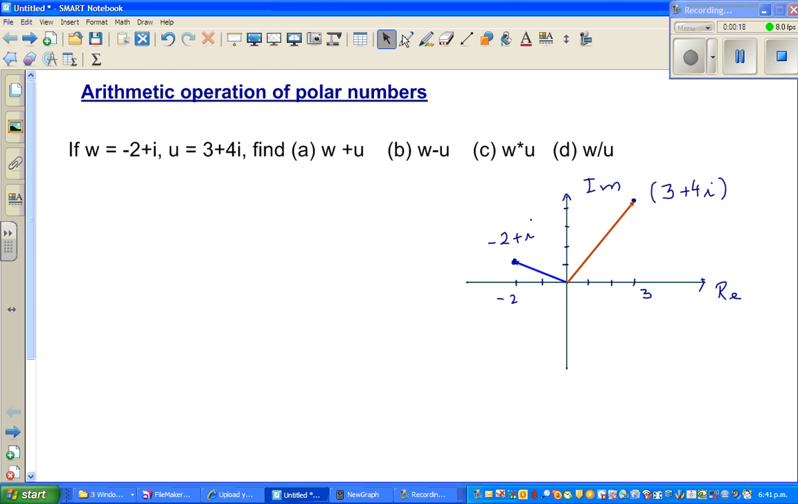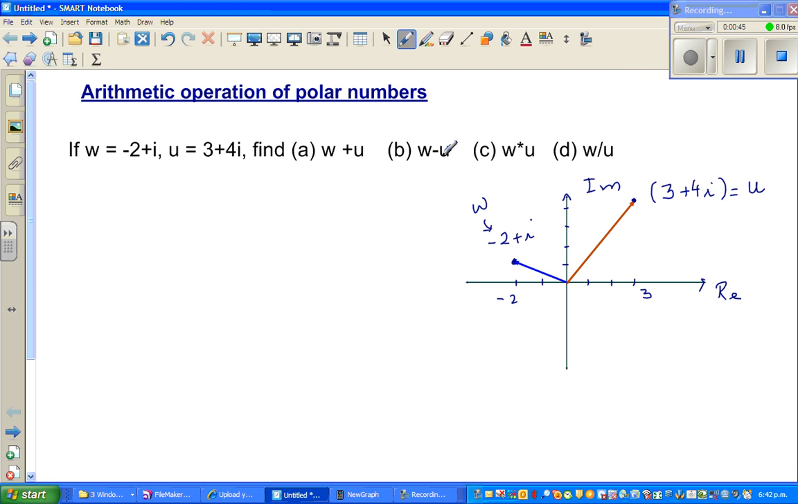So I've drawn the axes. This is the real axis, and this is the imaginary axis. So this 3 plus 4i is basically a vector. Okay, so this is a vector. So this is your W. No, this is your U. Okay, so this is your U, and this is your W, which is minus 2 plus i.